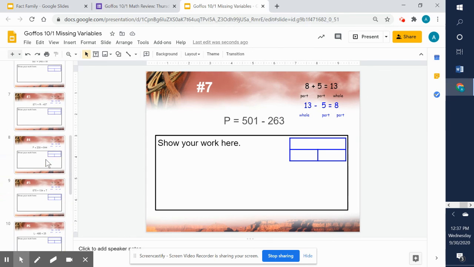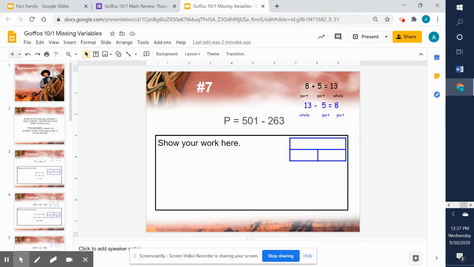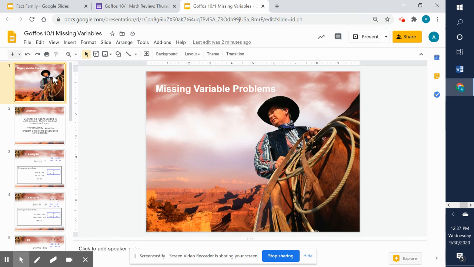And then you also have your Moby Max to do, 5 minutes, working on that fluency. I will be available by email and Dojo. I'll get back to you as soon as I can if you have any questions. So please let me know.